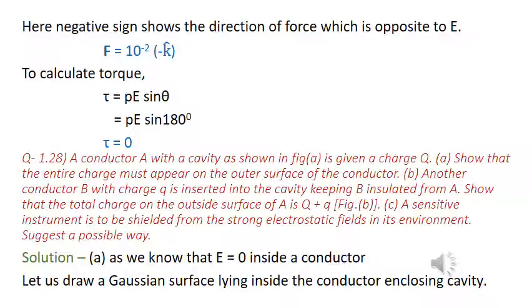The next question is 1.28. A conductor A with a cavity as shown in figure is given a charge Q. (a) Show that the entire charge must appear on the outer surface of the conductor. (b) Another conductor B with charge small q is inserted into the cavity, keeping B insulated from A. Show that the total charge on the outside surface of A is Q plus small q. (c) A sensitive instrument is to be shielded from the strong electrostatic field in its environment. Suggest a possible way.